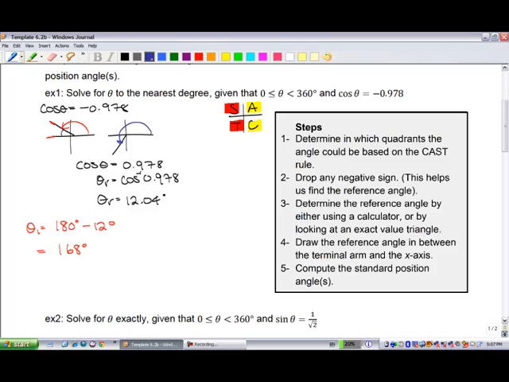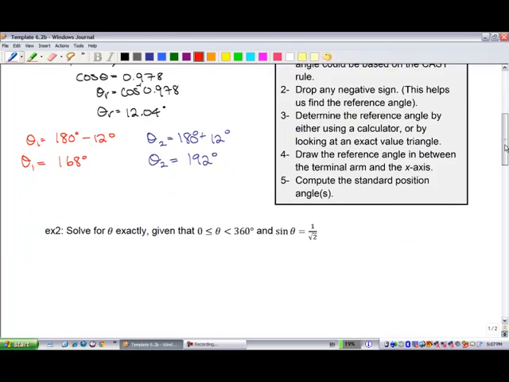If we take a look at the second one, theta 2, we are 180 degrees plus a little bit more. 180 degrees plus the 12 degrees gives us 192 degrees. So those are the two solutions. We can potentially have two answers. That's an inexact value type question.